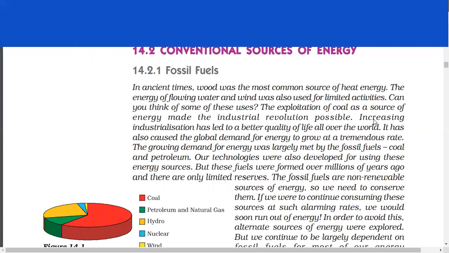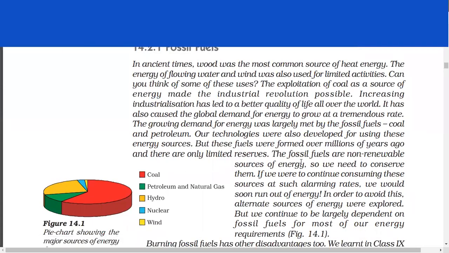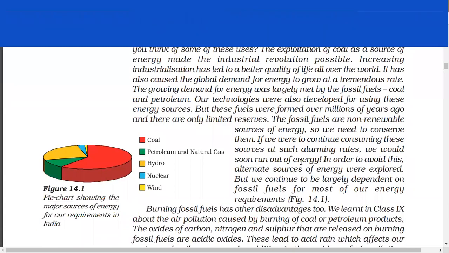The exploitation of coal as a source of energy made the Industrial Revolution possible. Increasing industrialization has led to a better quality of life all over the world. It has also caused the global demand for energy to grow at a tremendous rate. The growing demand for energy was largely met by the fossil fuels, coal and petroleum.